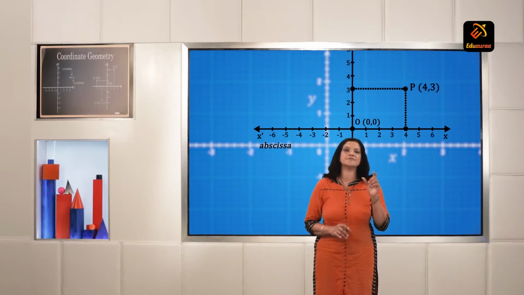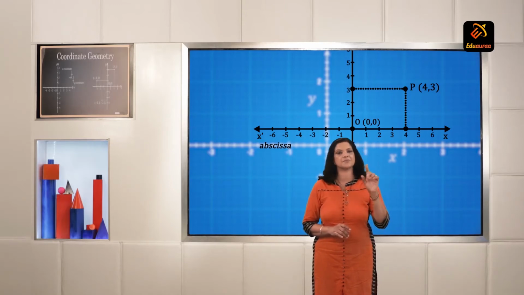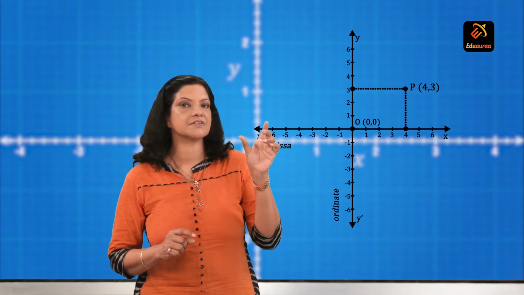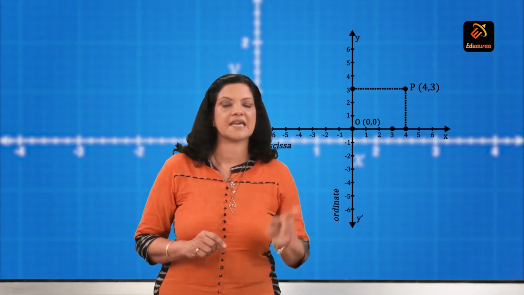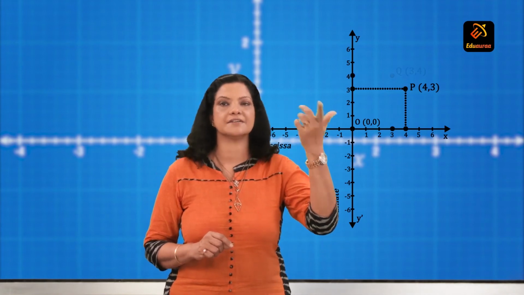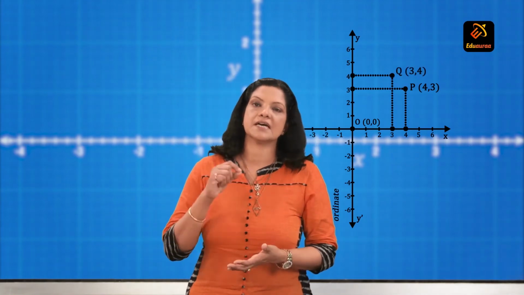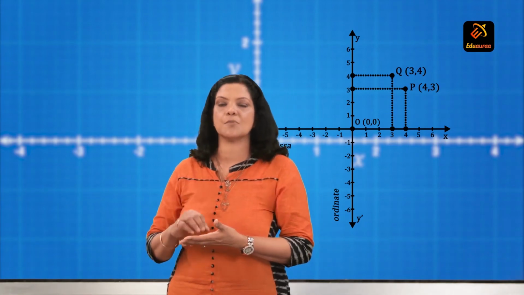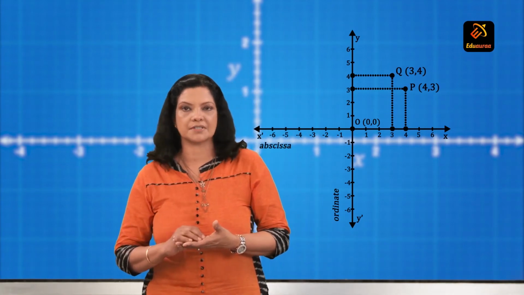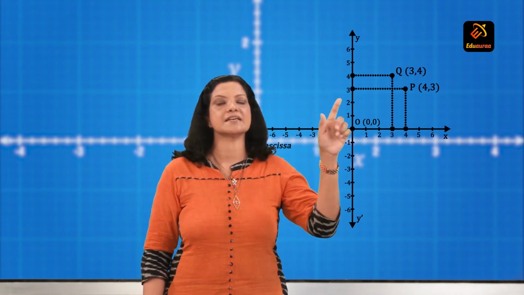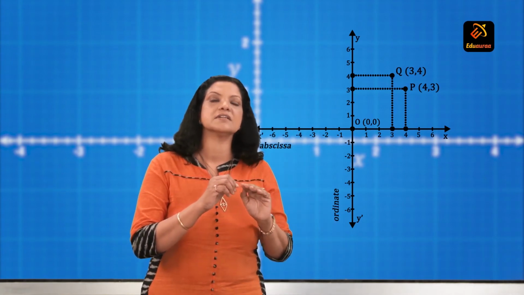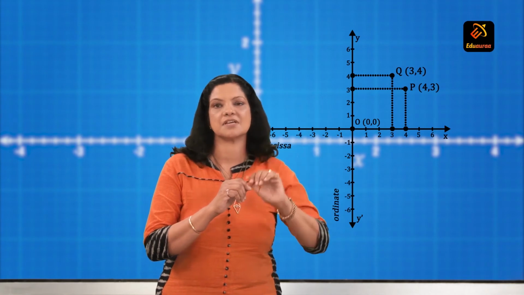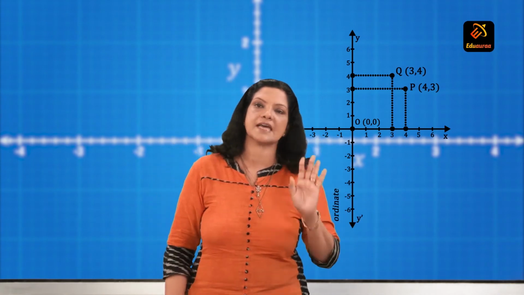Note that the point (4, 3) is different from the point (3, 4) because for (3, 4) the distance of the point from the y-axis is 3 and from the x-axis is 4. So you will get a different point. So you have to remember that the order in the coordinates of a point is very, very important. Okay, now you may ask why we call the distance from the y-axis the x-coordinate. It is because we are measuring it along the x-axis. This distance we are measuring along the x-axis. That is why it is known as the x-coordinate.